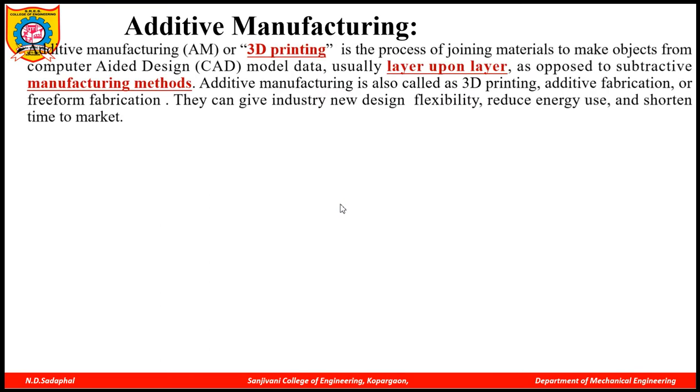So what is meant by additive manufacturing? Additive manufacturing is also called 3D printing. It is a process of joining material to make an object from CAD, or computer aided design model data, by putting layer upon layer, one upon each other.